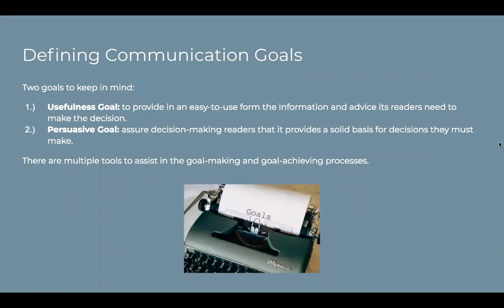So before writing our reports, we want to define our communication goals, just like with anything in our field. There's two goals to keep in mind here. The first is usefulness goal, and this is to provide an easy to use form of information and advice its readers need to make the decision. The second is going to be persuasive goal. This assures decision making for the readers and provides a solid basis for decisions that they must make. There are plenty of tools to assist in the goal making and goal achieving processes along your way.